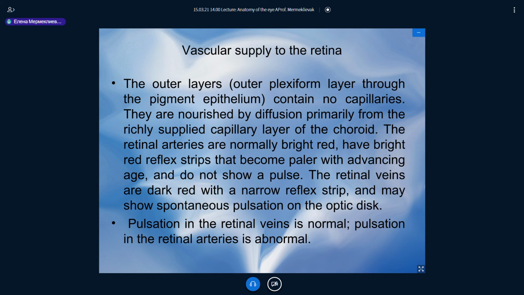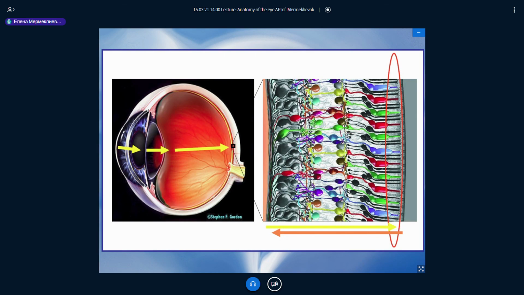The retinal veins are dark red with a narrow reflex strip and may show spontaneous pulsation on the optic disc. So, the pulsation in the retinal vein is normal, but the pulsation in the retinal artery is abnormal. And this is the transformation of the light into the neuron impulse from the photoreceptor layers of the retina.